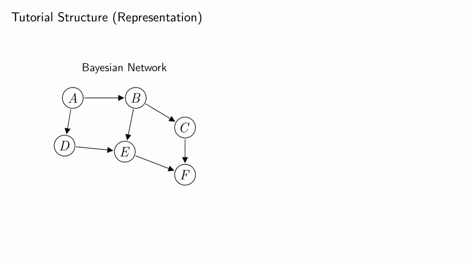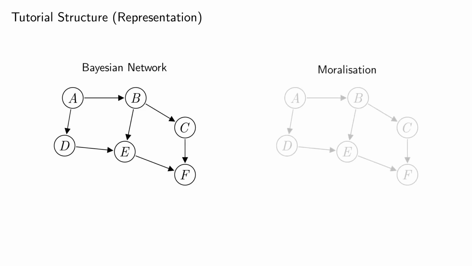Let's begin with representation. The Bayesian network is a directed acyclic graph. Its arrows describe how each variable is conditioned on its parents. One alternative representation is a Markov network. On the right, we will convert the same structure into an undirected graph used in constructing a Markov network. This process is called moralization. It has 2 steps. First, connect every pair of coparents, and then remove the arrowheads.